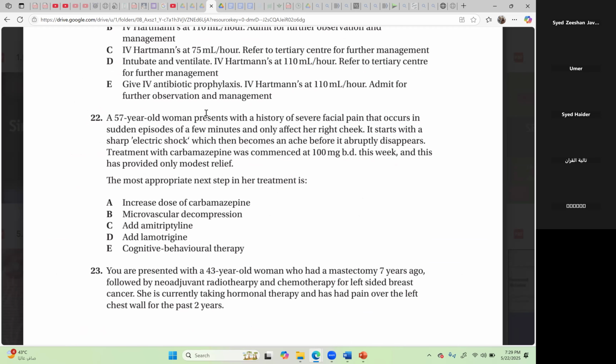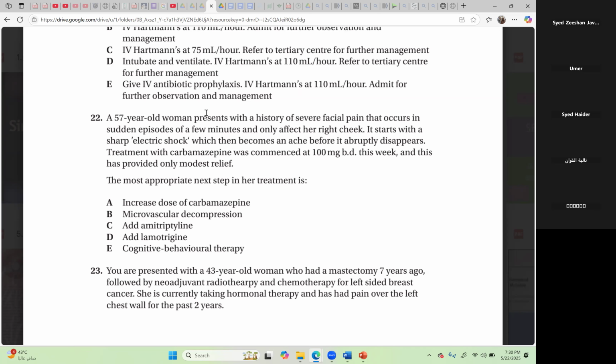A 57-year-old with a history of facial pain that occurs in sudden episodes of a few minutes and often only affects the right cheek. It starts with a sharp electric shock, which then becomes an ache before it abruptly disappears. Treatment with carbamazepine was commenced, 100 milligrams BD this week, and this has provided only modest relief. So, by the way, what is this condition? Trigeminal neuralgia, sir.